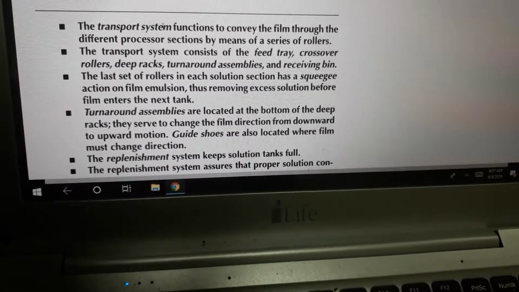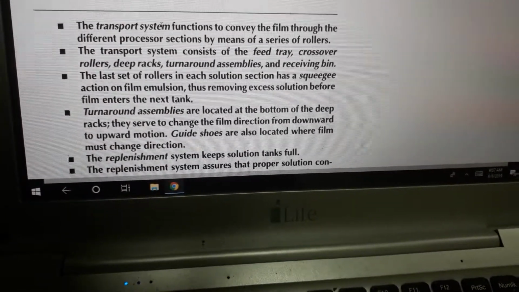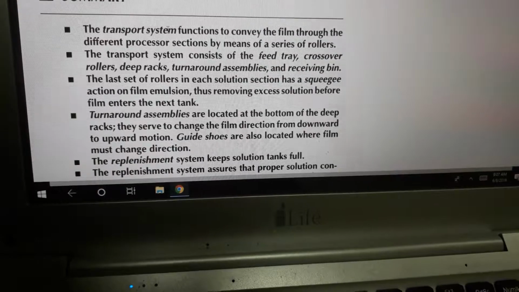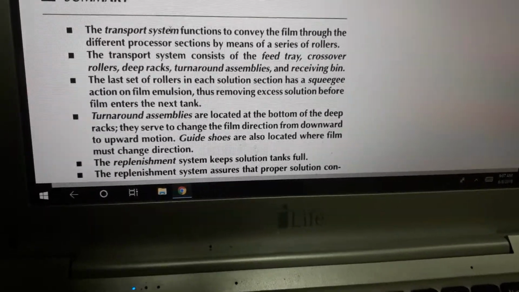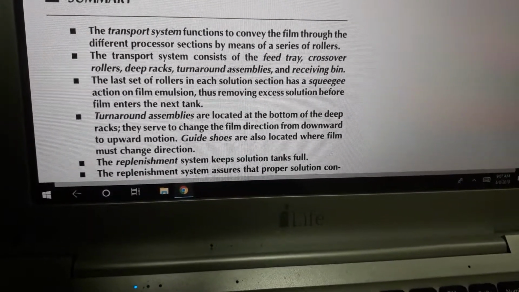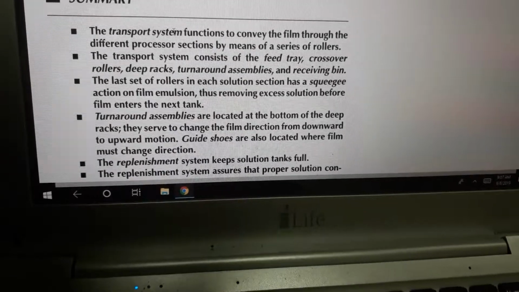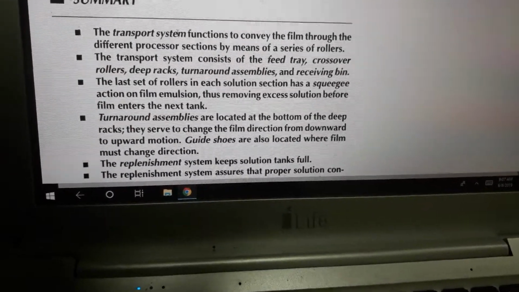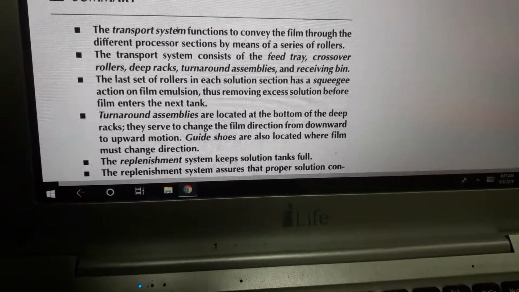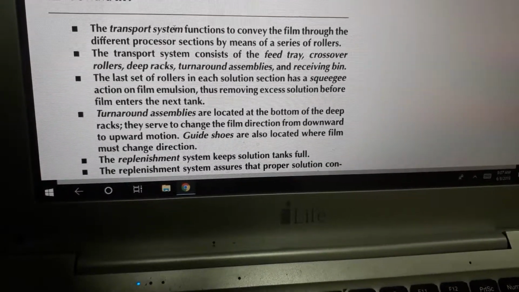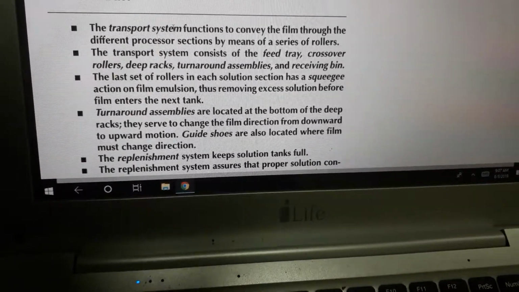The turnaround assemblies are located at the bottom of the deep rack. They serve to change the film direction from downward to upward motion. Guides are also located where film must change direction.